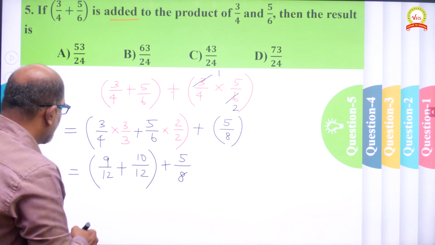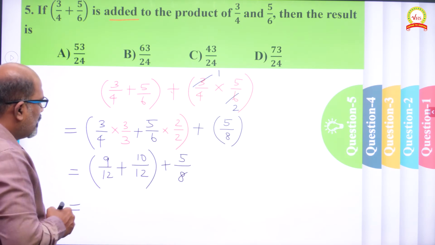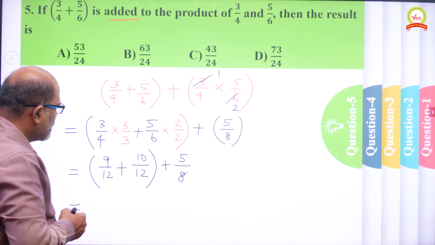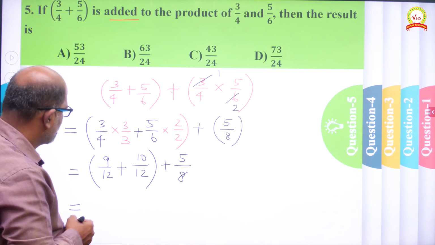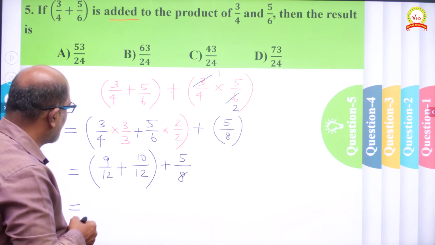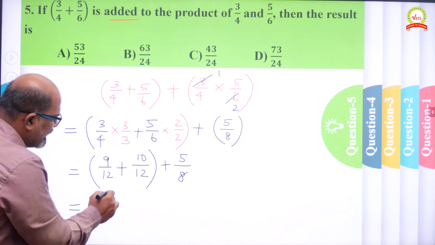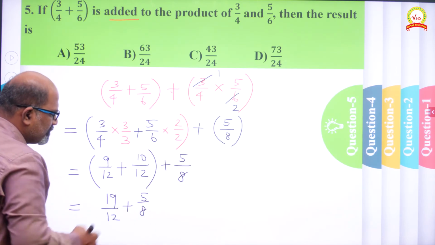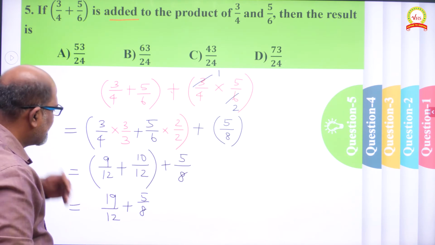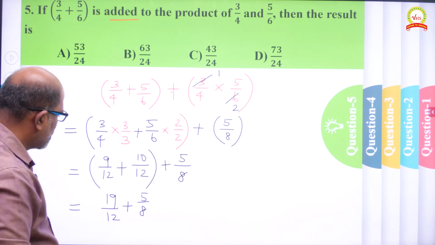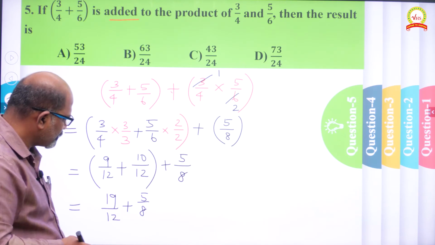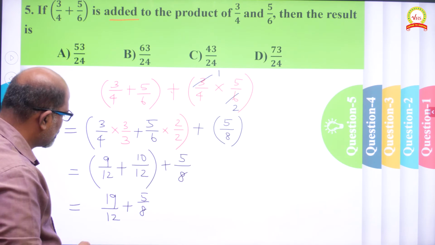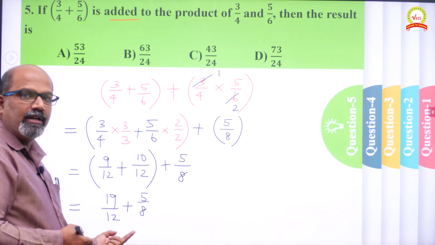I want to simplify further. For that I want to add these two: 9 plus 10 is 19. So 19 by 12 plus 5 by 8. Then next, again I want to take the LCM of these two terms. The LCM of 12 and 8 is 24.